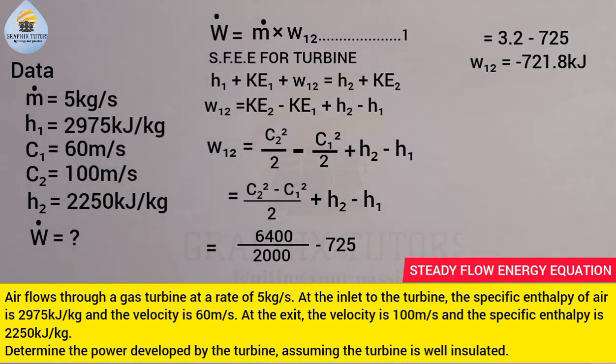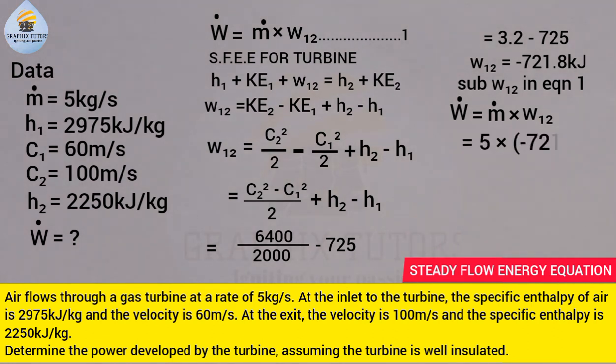So we are going to input this value into equation 1 above. When you put that, our work rate will give us the mass flow rate times the work transfer. My mass flow rate is given as 5. Then you multiply it by the work transfer, which is minus 721.8, and this gives us minus 3609 kilowatts. So this is what we have gotten here.